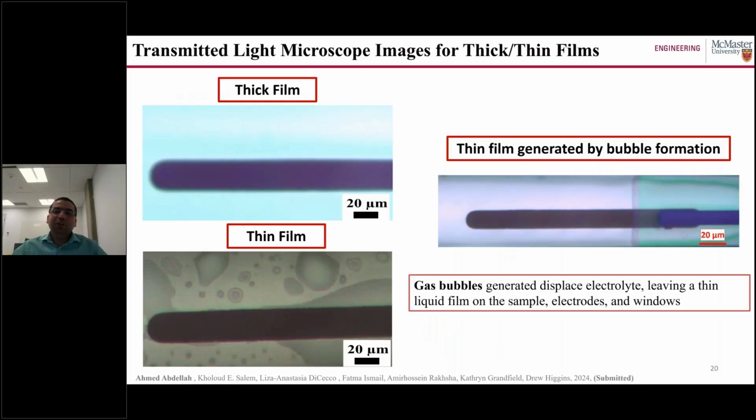The other part, when you're doing, for example, carbon dioxide reduction or any electrochemical measurement, you can generate a lot of bubbles around the working electrode. These bubbles can have a huge impact on the resolution.